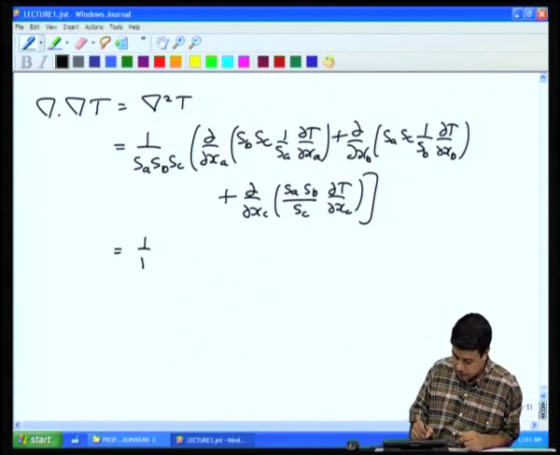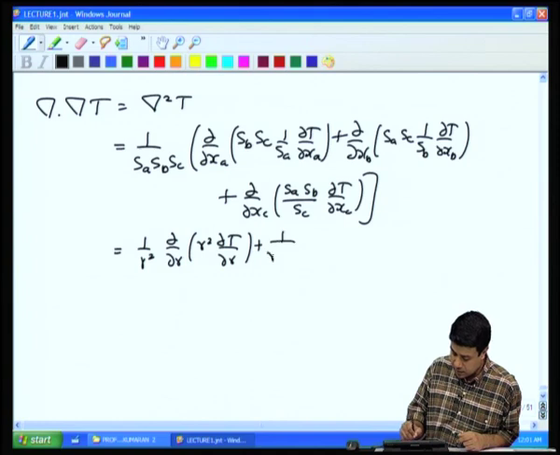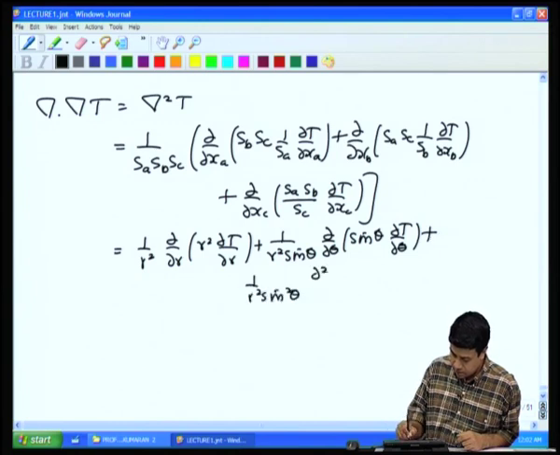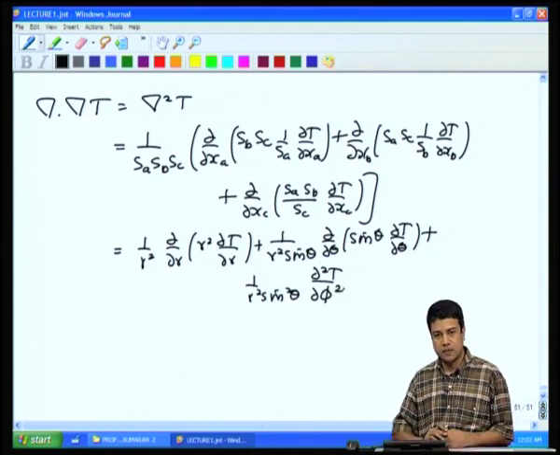This becomes 1 by r squared d by dr of r squared partial T by partial r plus 1 by r squared sin theta... This is the exact same expression that we got when we did shell balances.